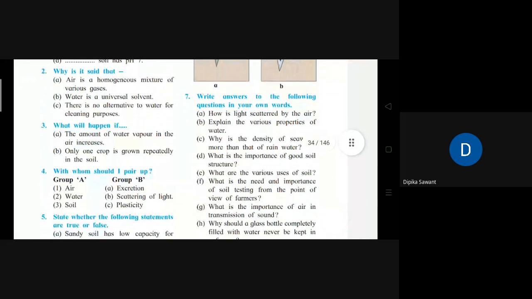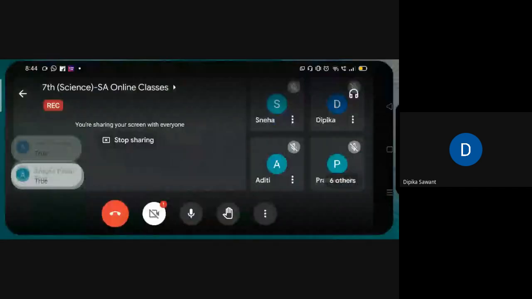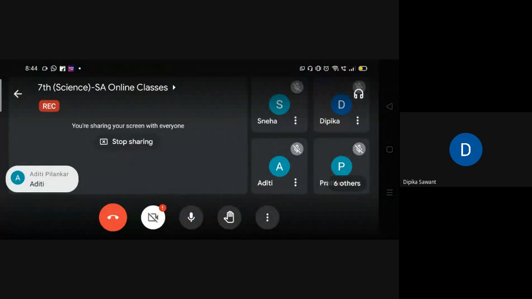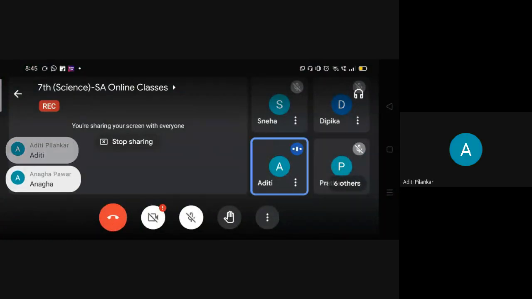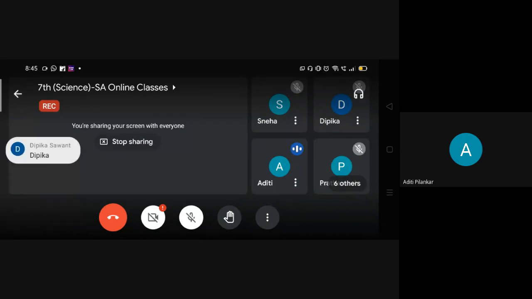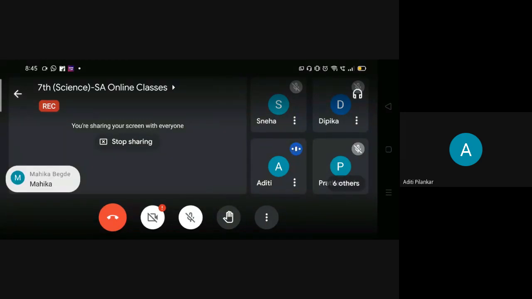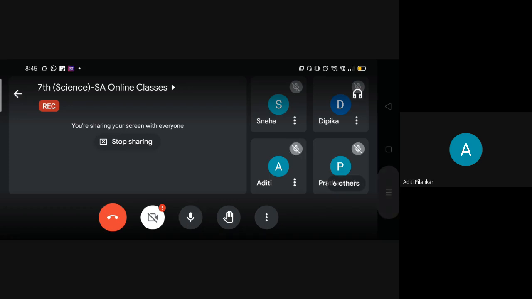Write answers to the following question in your own words. How is light scattered by the air? Yes, Aditi? Air is a mixture of very fine particles of some gases, dust, smoke, and moisture. When rays of light fall on these minute particles, the particles spread the light in all the directions. This natural phenomenon is called scattering of light.